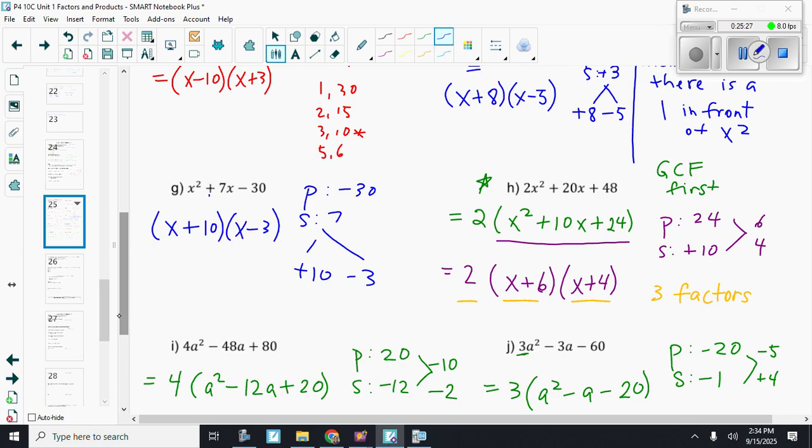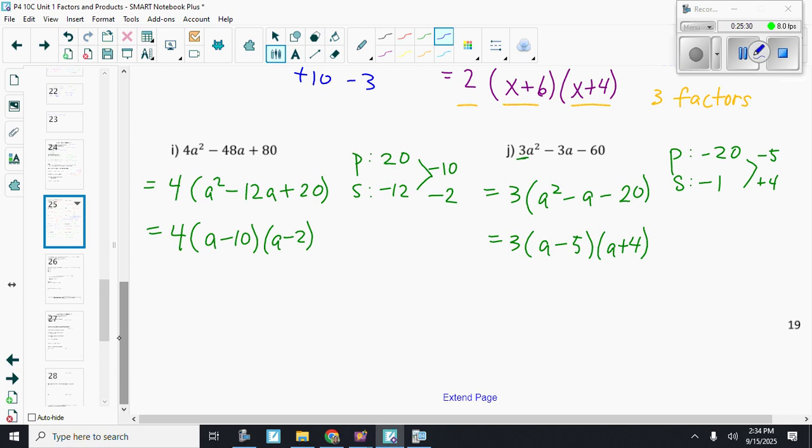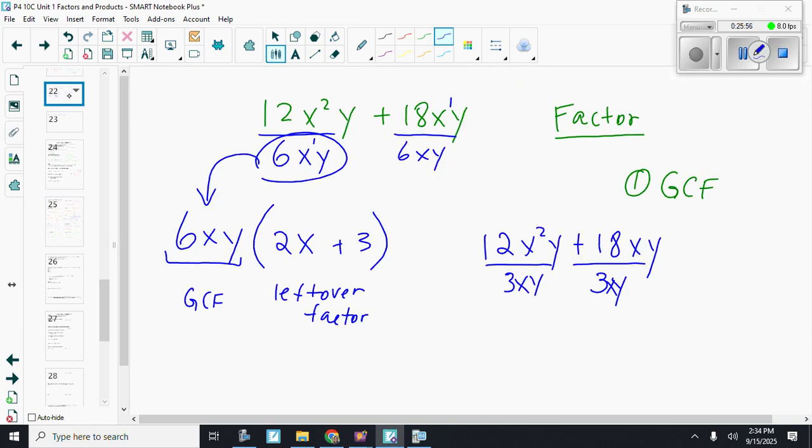After that, we took a look at this and said, wait a minute, this doesn't look like a simple trinomial anymore because it's got a number other than 1 in front of the first term. So now we're starting to stack some of the factoring methods on top of each other. The first thing, as Anna told us when we started, is to look for the greatest common factor. We still do.